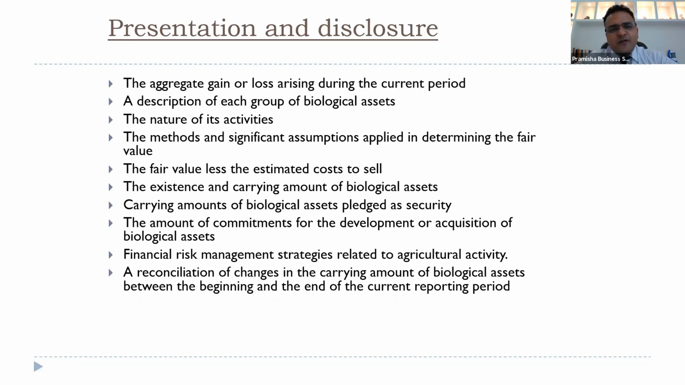We also disclose the carrying amount of biological assets pledged as security. I took a loan and gave my 500 goats to the bank as security, pledged as security. They'll not sell them until I pay back the loan. We also disclose the amount of commitments for development or acquisition of biological assets, and financial risk management strategies related to agricultural activity, how you are going to cover the risk, because it is all dependent on nature, and whether it is covered through insurance or not, how you are going to save yourself if you don't get the produce which you're expecting. Finally, the reconciliation of changes in the biological assets at the beginning and end of the year and reporting it.